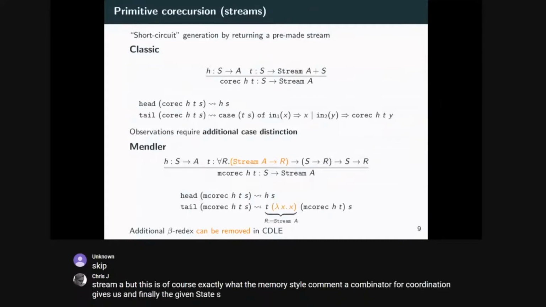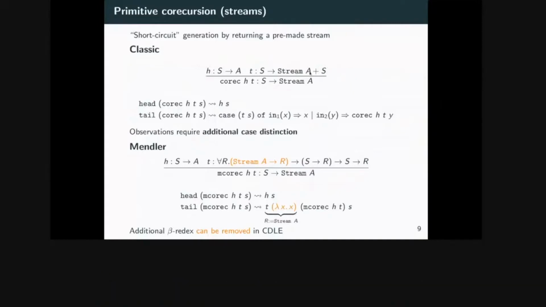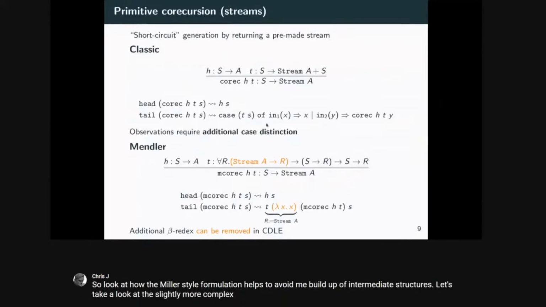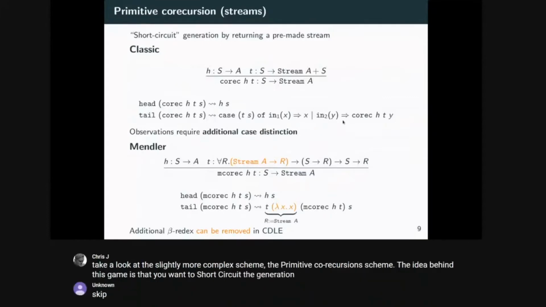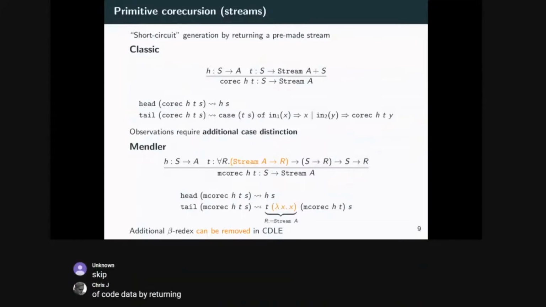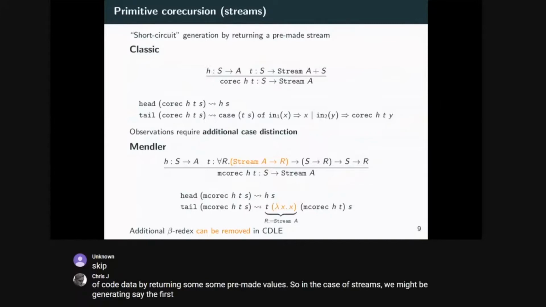The way that this is done in the conventional formulation is to have T return a co-product, where on the right-hand side, you're still considering the values of type S as the state of the tail. But on the left-hand side, if it's a left injection, then this is our early exit condition. In the operational semantics, this is done by doing a case distinction on the value returned by T of S. And indeed, if it's a first injection, we just return the given stream. Otherwise, we continue generating.